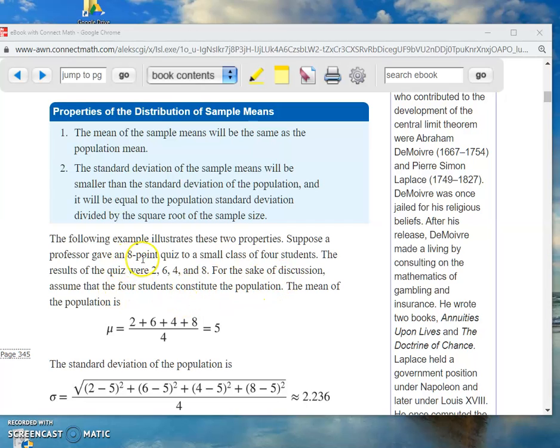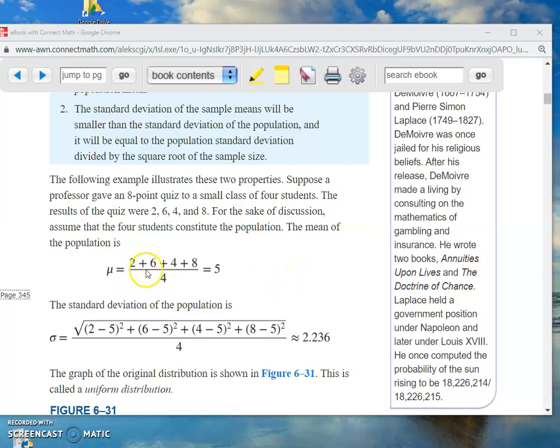You give an 8-point quiz to a small class. There are only 4 students, and there are 8 points. The results of the quiz were 2, 6, 4, and 8. So, Billy got a 2, Johnny got a 6, Susie got a 4, and so forth. For the sake of this discussion, let's assume that the 4 students constitute the population, just to make things simpler for us. So therefore, the mean of the population is, well, we know how to do this. We know how to calculate the mean. You add up the scores and divide by however many are in the population. This is mu, so that's the mean of the population.